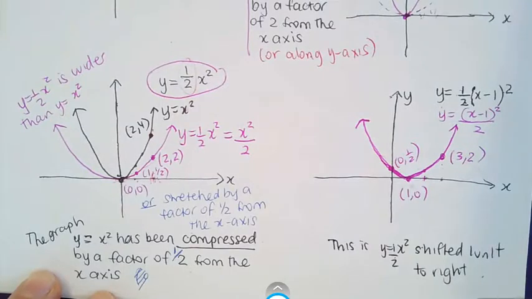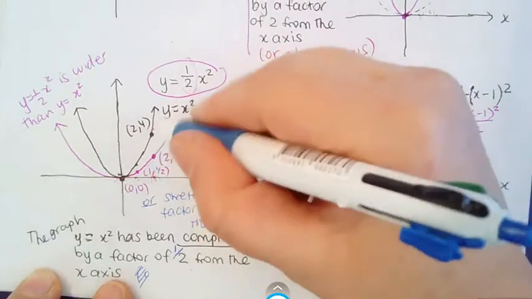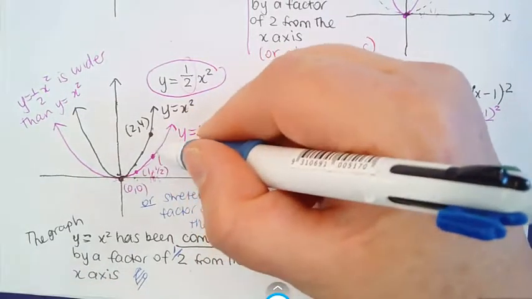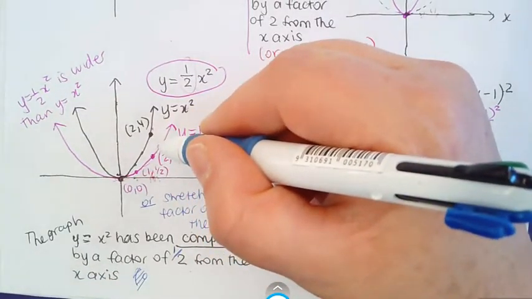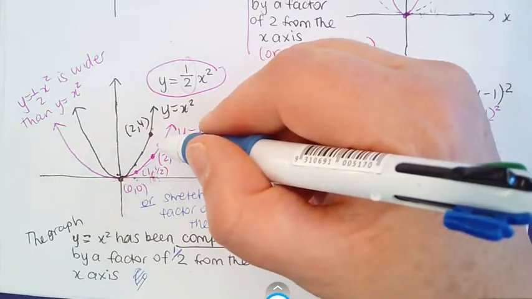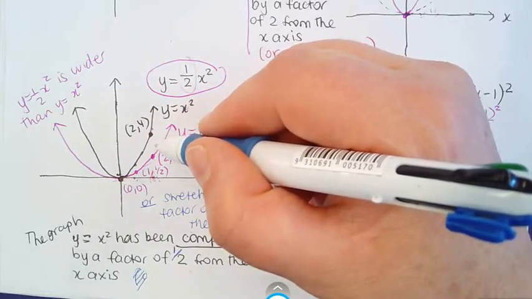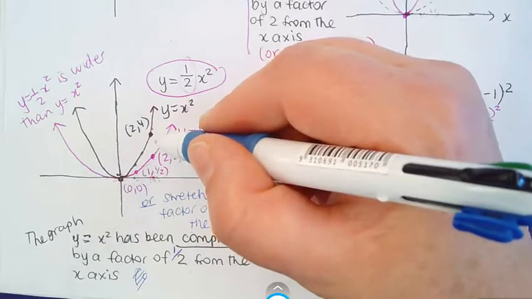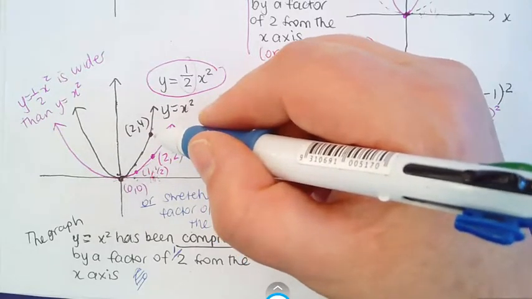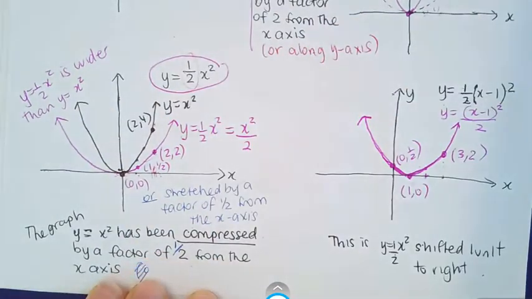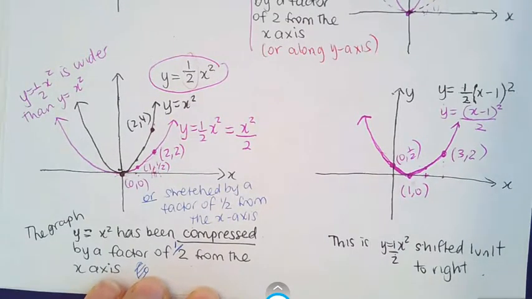So yes, this is along the y-axis. You can say it's been stretched by a factor of a half, which means it's been compressed. Do you get it? If the scale factor is less than 1, it's actually compressed. So you'll see in some books it'll say stretched by a factor of a half. If you stretch by a factor of a half, you've actually made it smaller. If you stretch by a factor of 2, you're making it bigger.